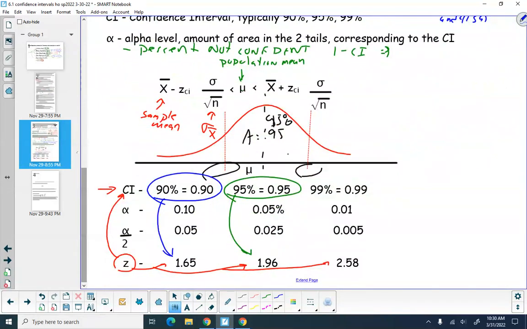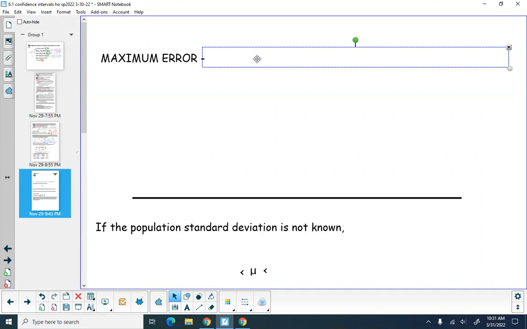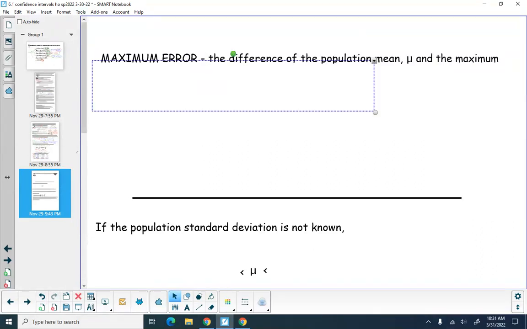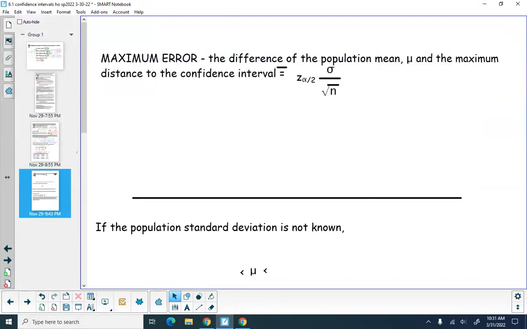Once again, you're going to be asked to do problems here. Just look at your notes and find your Z values for those values that you need. Maximum error. Your maximum error is the difference between the population mean, mu, and the maximum distance to the confidence interval.